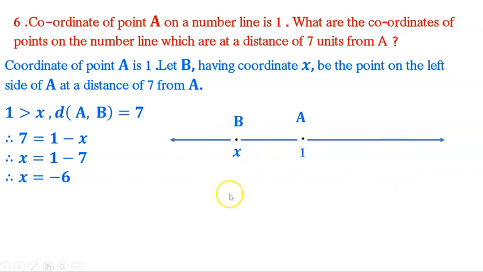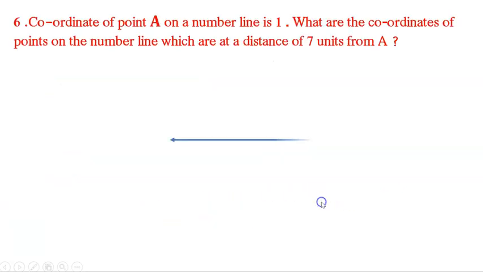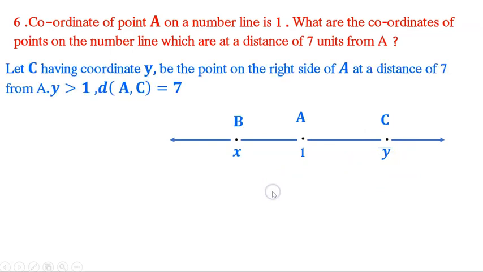आता आपण राईट हँड साइडला तो अनदर पॉइंट कन्सिडर करणार. कोऑर्डिनेट ऑफ द पॉइंट B is -6. Now the same. To the right hand side we consider another point C whose coordinate is y. Now here y is greater than 1. Okay, y हा x पेक्षा आता मोठा असणार आहे. Let C having a coordinate y be the point on the right side of A at a distance of 7 from A. Y is greater than 1. Distance AC is equal to 7. What about the distance AC is fixed. That is equal to 7.